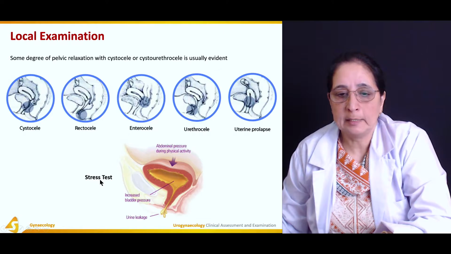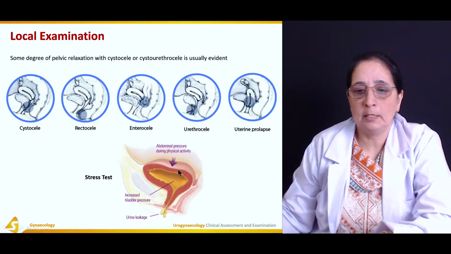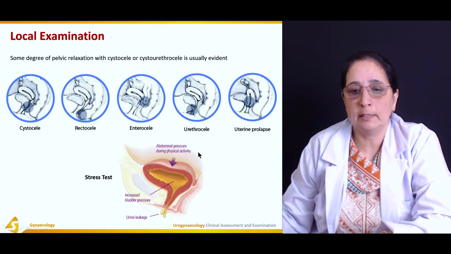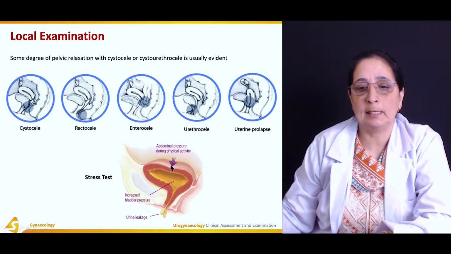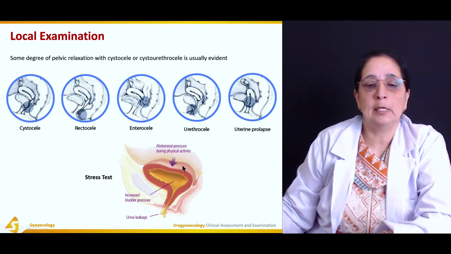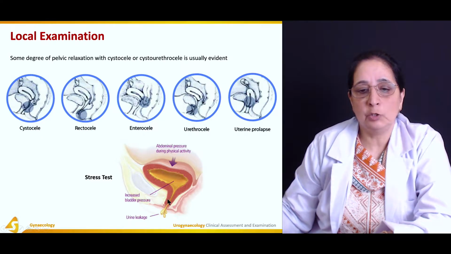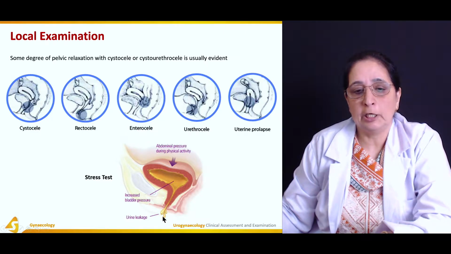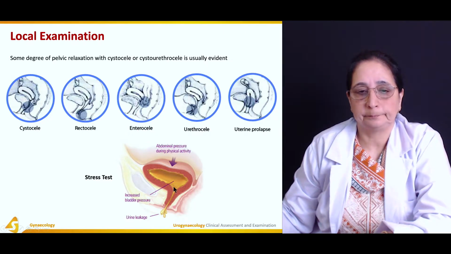So in the stress test, the abdominal pressure is increased due to some physical activity, and then it is checked if that increase in the abdominal pressure can lead to the leakage of the urine.